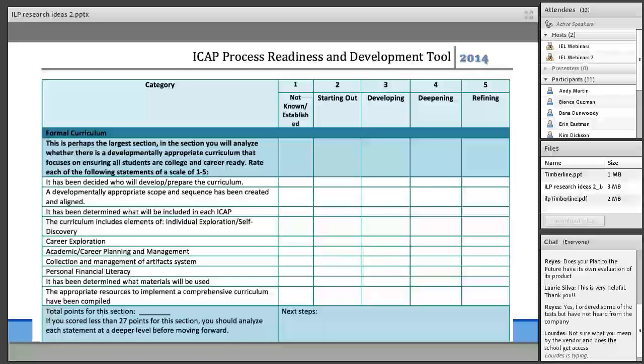Yeah. Okay, so we're not sure what you mean by the vendor, and does the school get access? So the online career information systems are what run the ILPs. We've talked with Naviance, we talked with Your Plan for the Future, and Mass Career Information System. Those are the three. There's also Career Cruising, which would probably be the fourth of the more popular ones around Massachusetts. I think, Lisa, is that fair enough? Yeah, definitely. That's it.